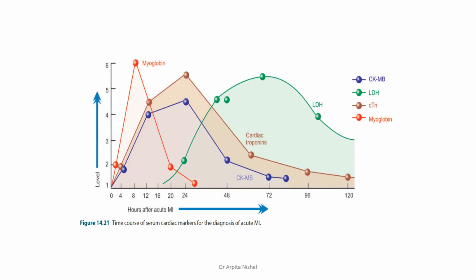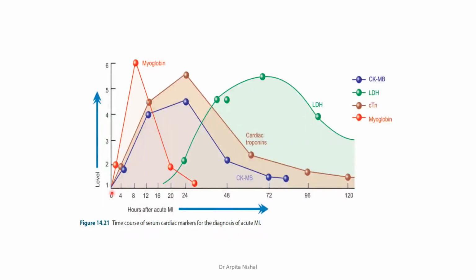So this is the graph showing the pattern. You can see myoglobin as the first marker to rise. It rises, peaks in 8 to 12 hours, and then becomes normal in 24 to 36 hours. Then we have CPKMB, that is CKMB.